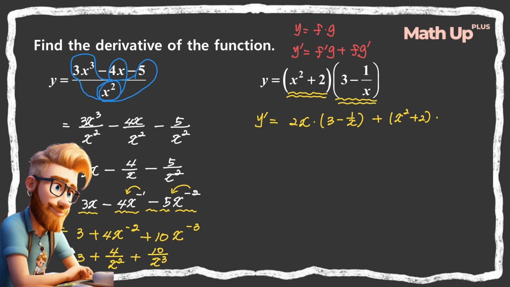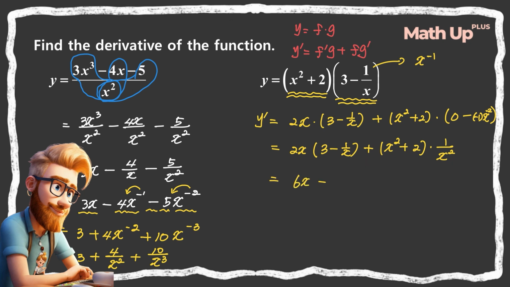this function right here. So that's going to be 0 minus, since 1 over x is equal to x to the negative 1, derivative of x to the negative 1 is negative 1 times x to the negative 2. So if we simplify this, 2x, 3 minus 1 over x, plus x squared plus 2 times 1 over x squared. And if we simplify this expression, that's going to be equal to 6x plus 2 over x squared minus 1.